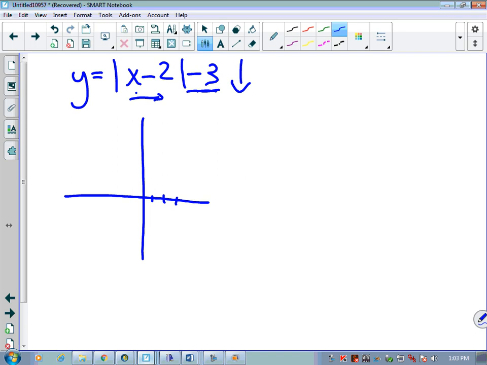An absolute value graph will always look like a V. So I'm going to the right 2, down 3. So I should get something that looks like this here. I'm going to draw that graph, and I'm going to have a table of values, X and Y. I want the graph and the table of values.